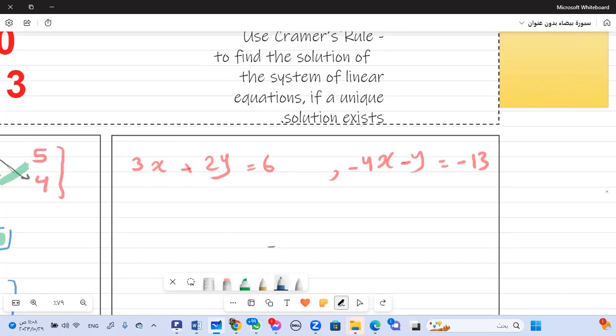To find the solution, step number 1 is to rewrite the system as a matrix. This is the system, this is the first equation, and this is the second equation. So write the coefficients of the variables x and y without the result. It will be 3 and 2, and write the coefficients here: -4 and -1. This is step number 1: convert the system to a matrix without the answer.